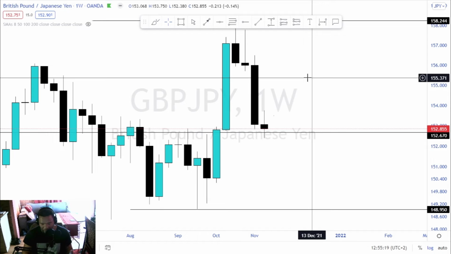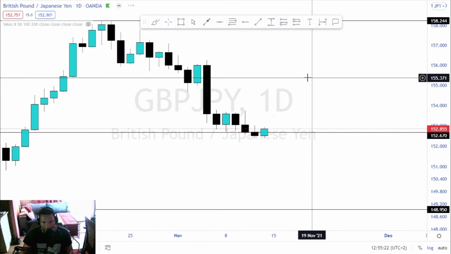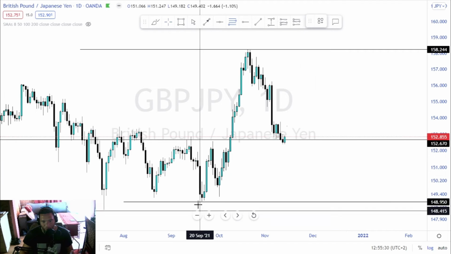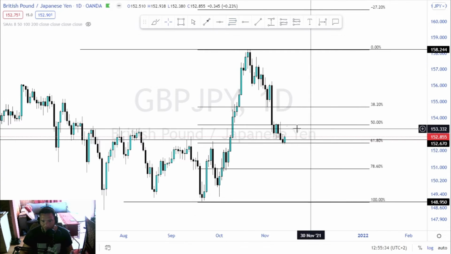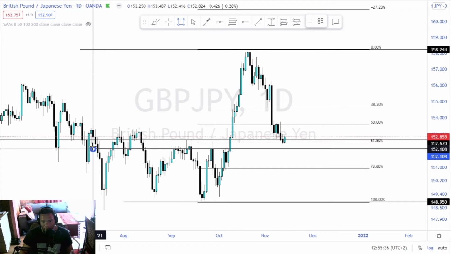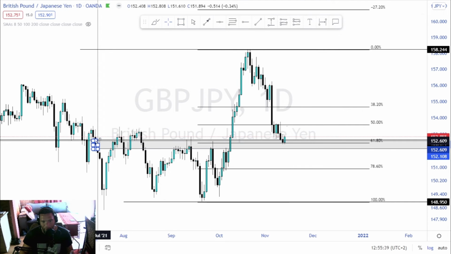So if we scale down to our daily time frame right now, we could see that we have this low point. If we run a Fibonacci from this low to this high structure point here in the market, we could see that price is basically here at our 618 right now gang.